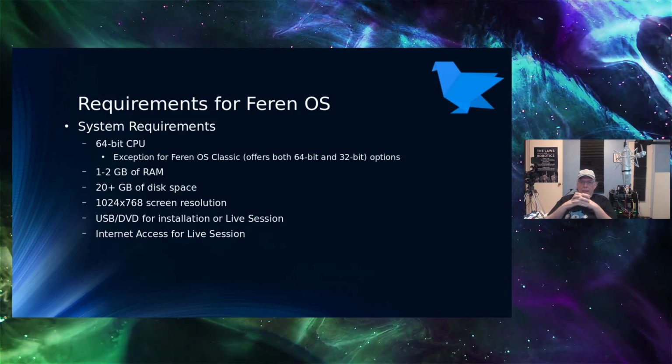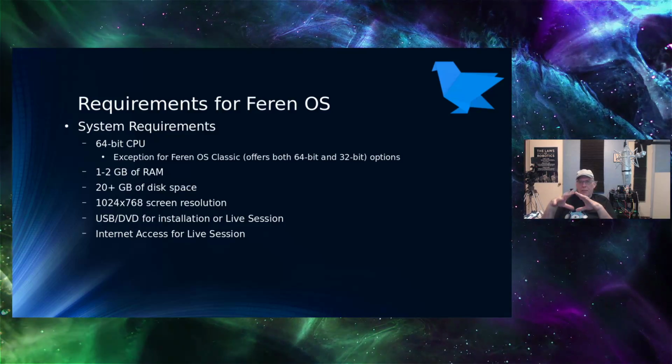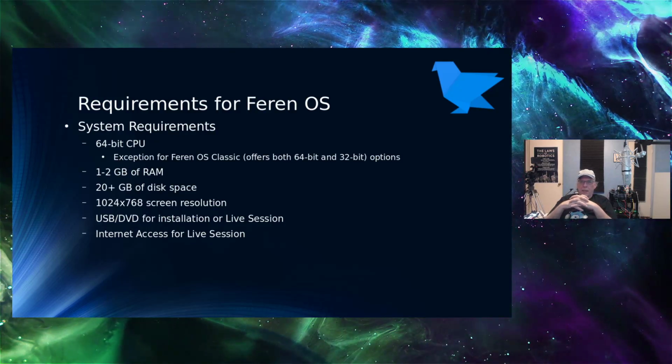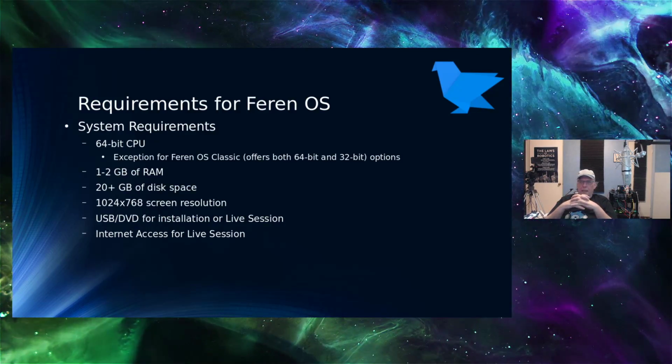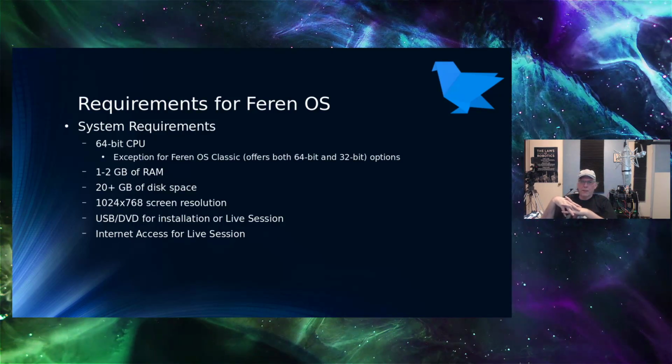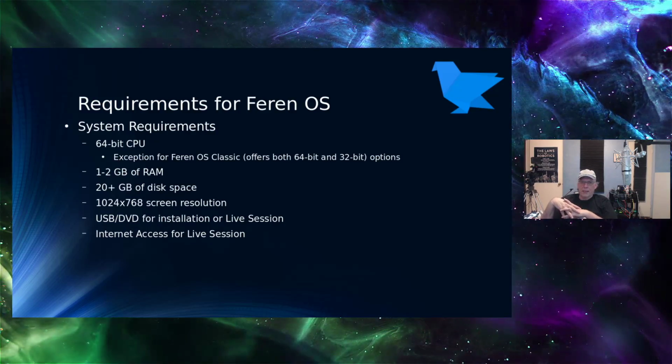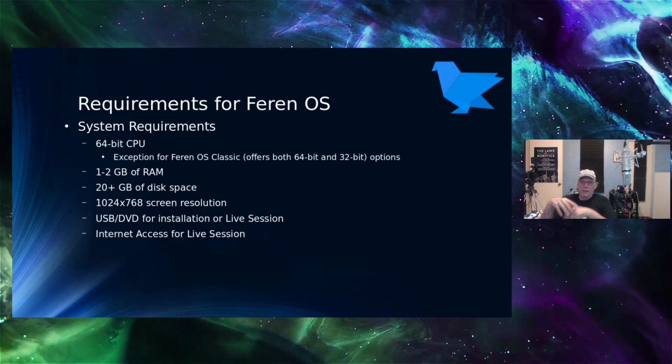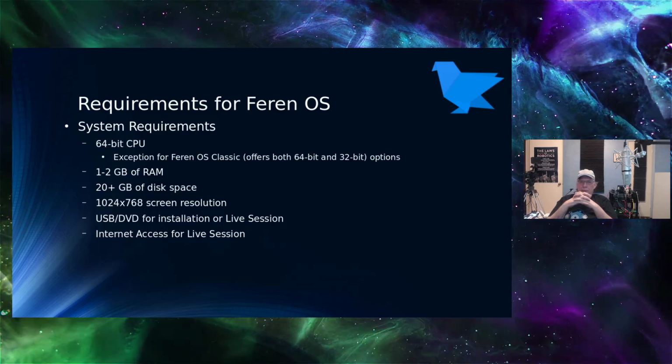So, you might want to go read the documentation that's online about Feren OS Classic. There's some information about a beta in 2004 that's available, and there's some information about how to update an existing Feren OS Classic if you wish to read through that.